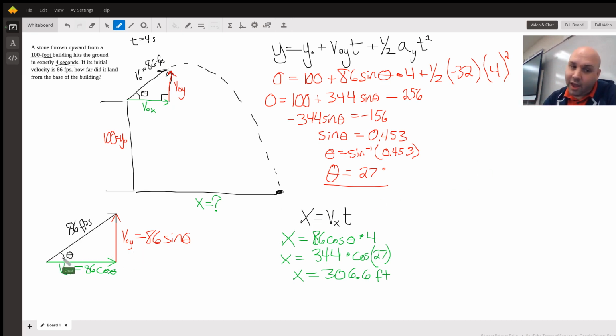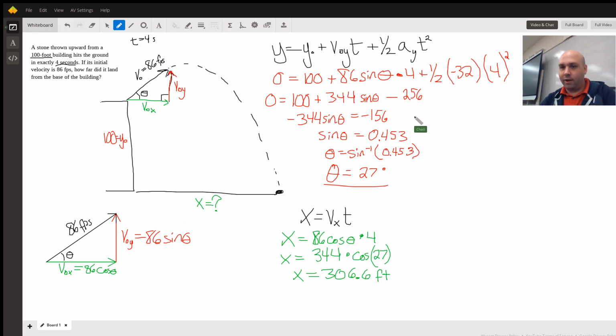So sine of the angle that it's thrown up at from the horizontal. Sine of that angle, if you look at this triangle down here in the bottom left that I drew for you, sine of that angle times the hypotenuse will give us the opposite side. So 86 sine theta is my vertical velocity. 86 cosine theta is the horizontal velocity. So I plug in the numbers. I do some algebra that you can see here.